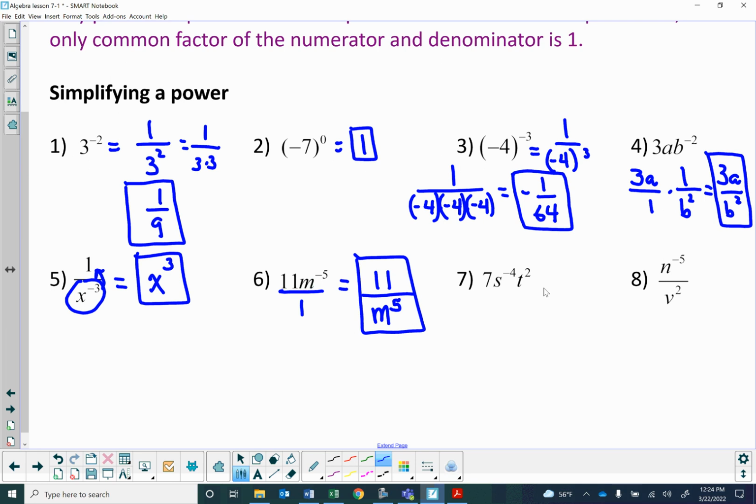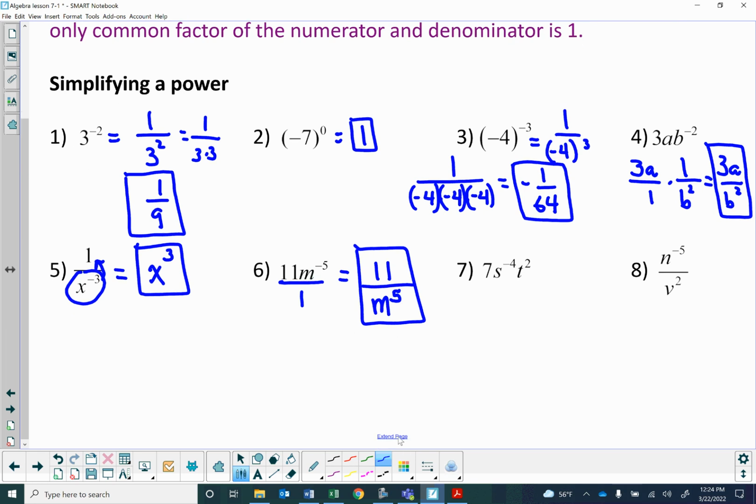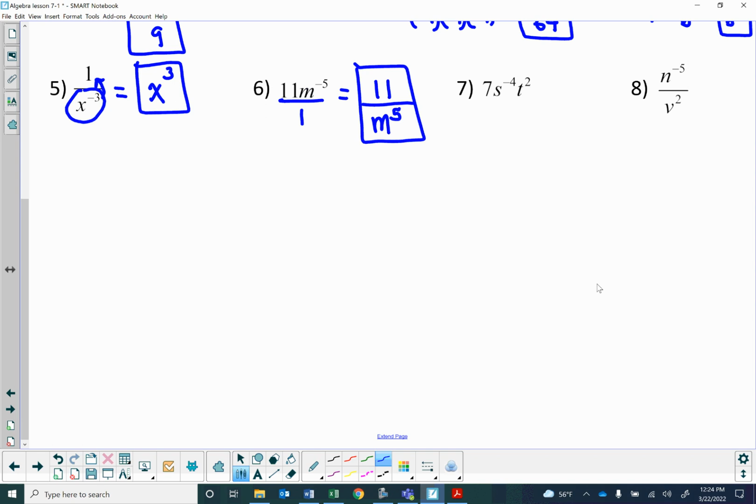Number 7 here. We have 7s to the -4th, t to the 2nd. Okay, remember, this is all considered to be over 1. If it's negative and it's in the numerator, to make it positive, move it to the denominator. Or let me put that in people terms. If it's negative and it's at the top of the fraction, move it to the bottom of the fraction. And if it's negative on the bottom of the fraction, to make it positive, move it to the top of the fraction. You change its positions.